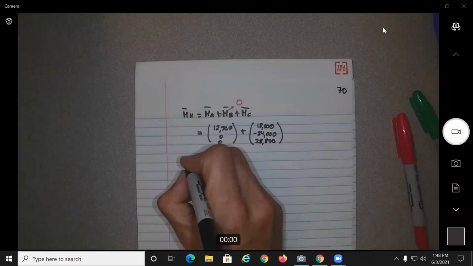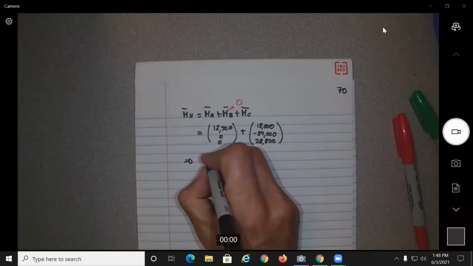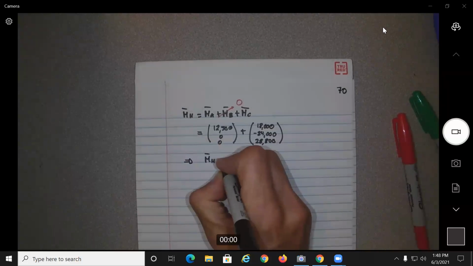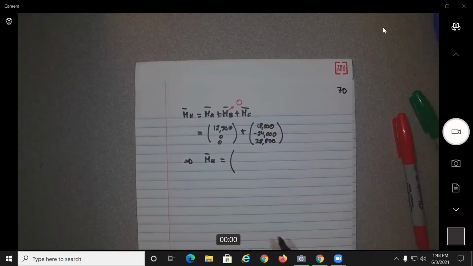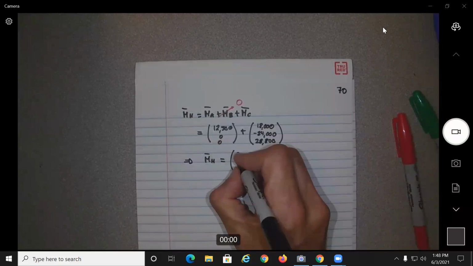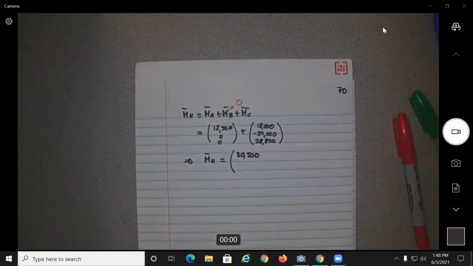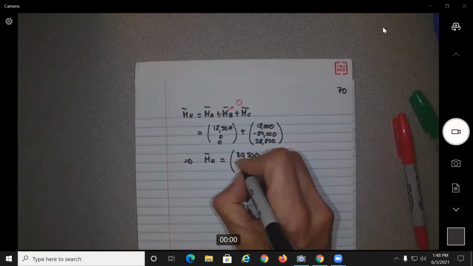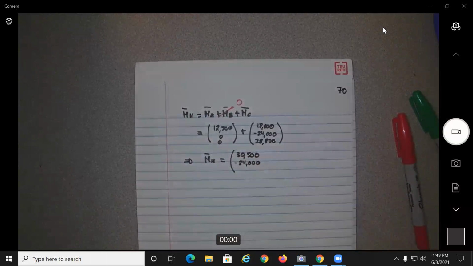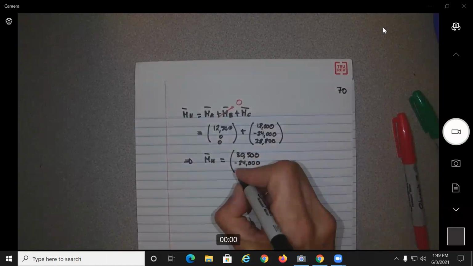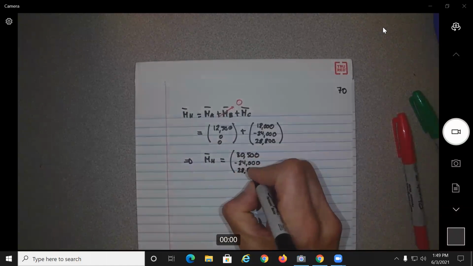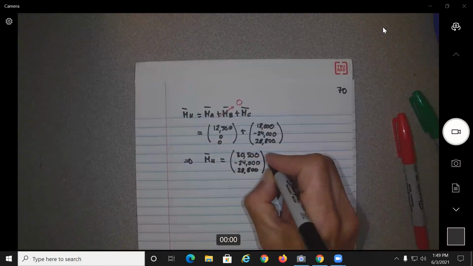So basically, this is going to give us that the moment at point H is equal to what? So the first one will be 30,500. Second one would be minus 24,000. And the last one will be 28,800. And this is pound per foot.